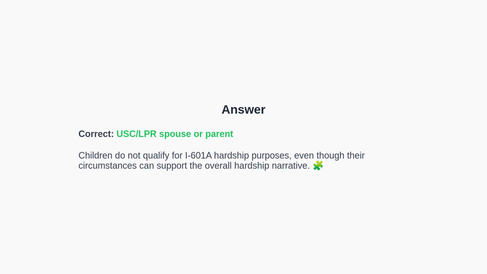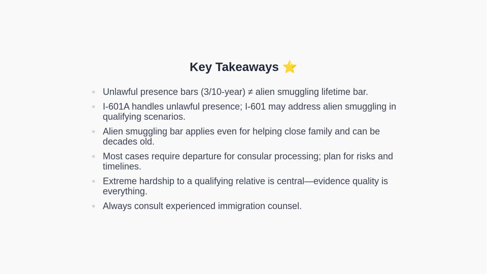The correct answer is a U.S. citizen or lawful permanent resident spouse or parent. Children are not qualifying relatives for purposes of the I-601A hardship analysis, even though their situation can still contribute to the overall hardship picture. In summary, do not confuse the unlawful presence bars with the alien smuggling lifetime bar. The I-601A addresses unlawful presence, whereas the I-601 may address alien smuggling where permitted by statute.